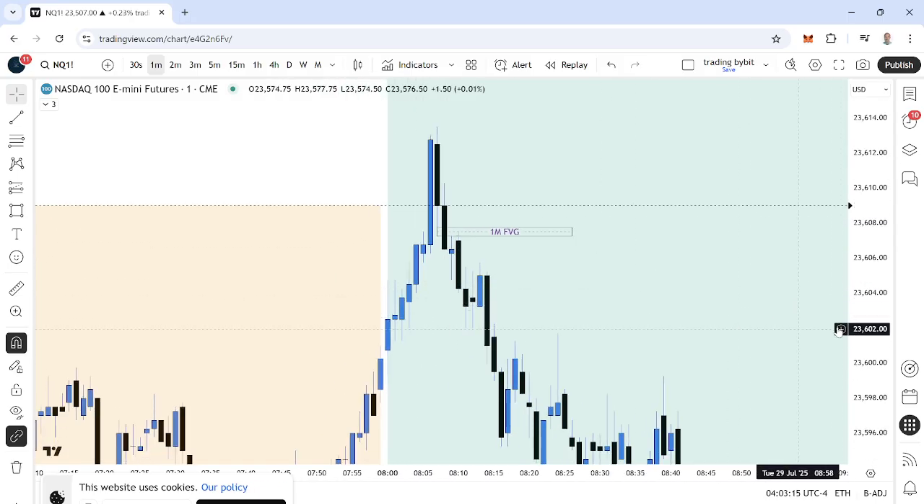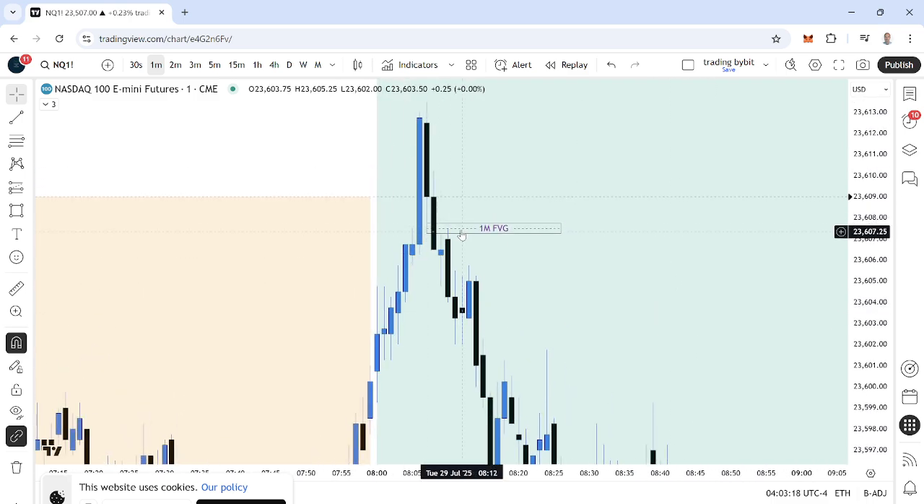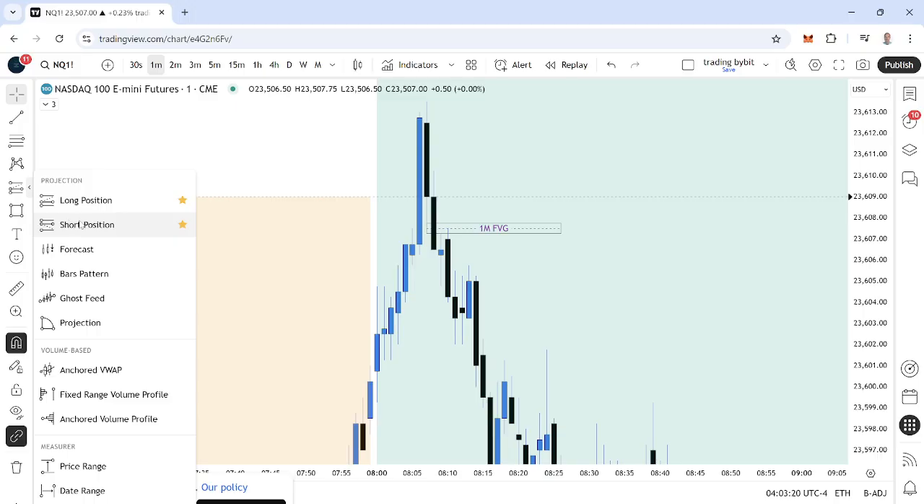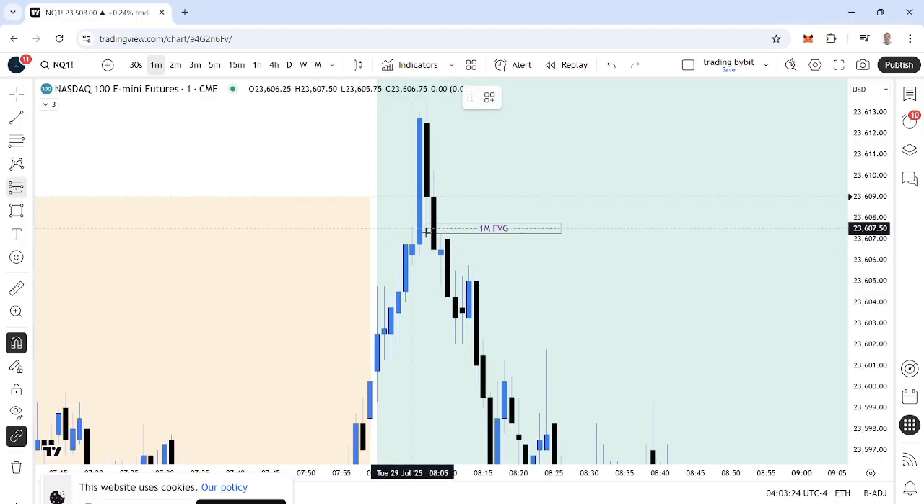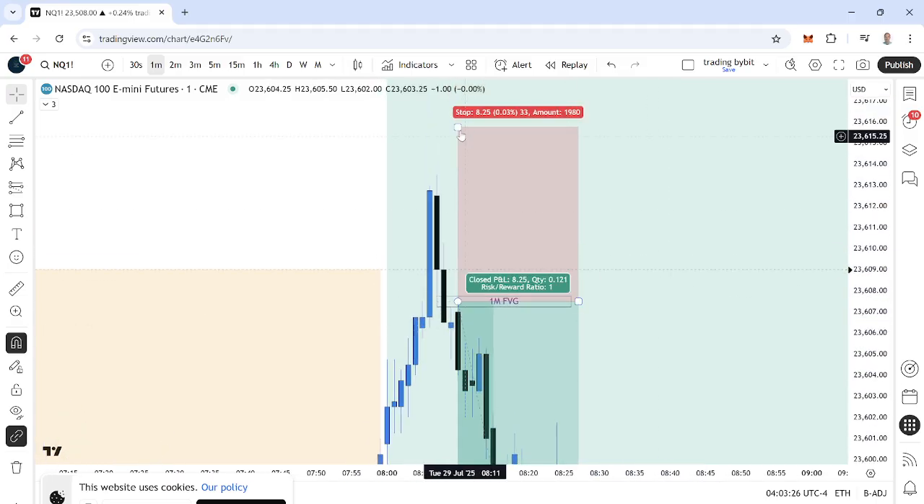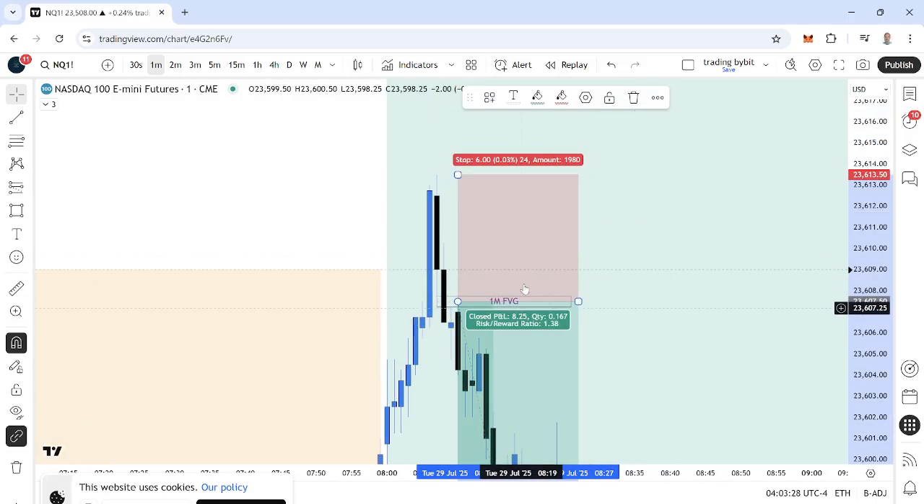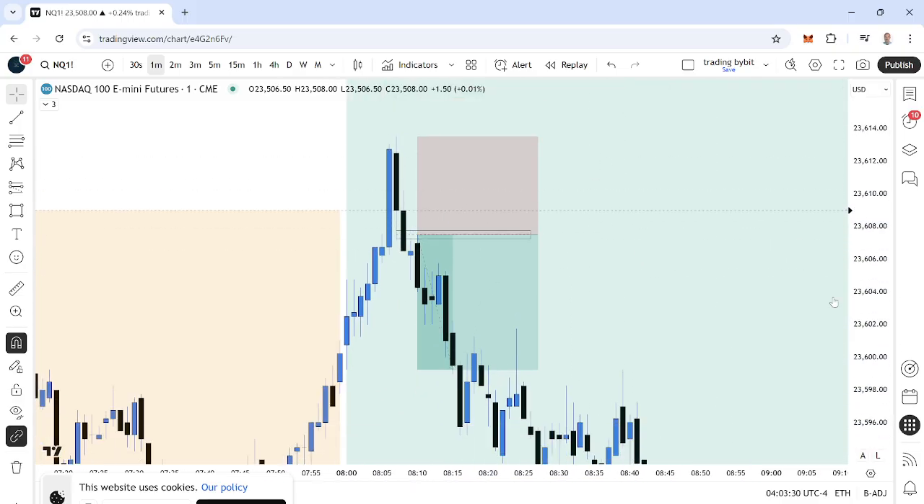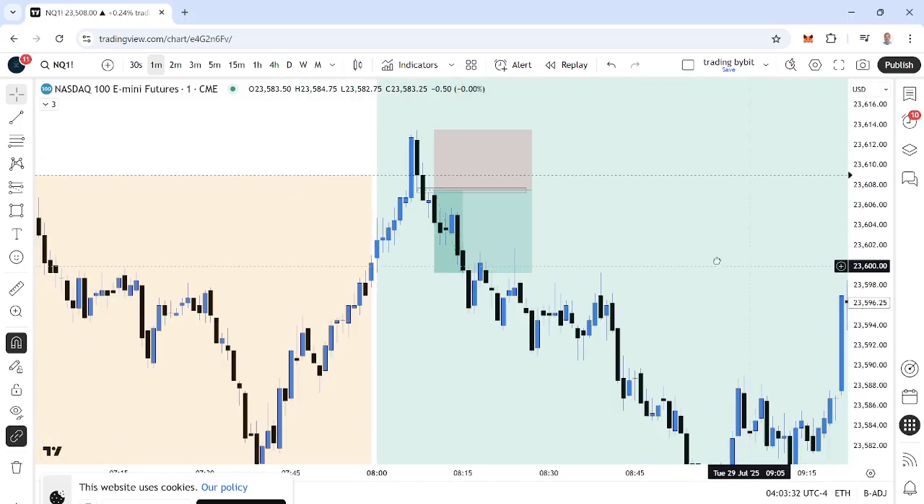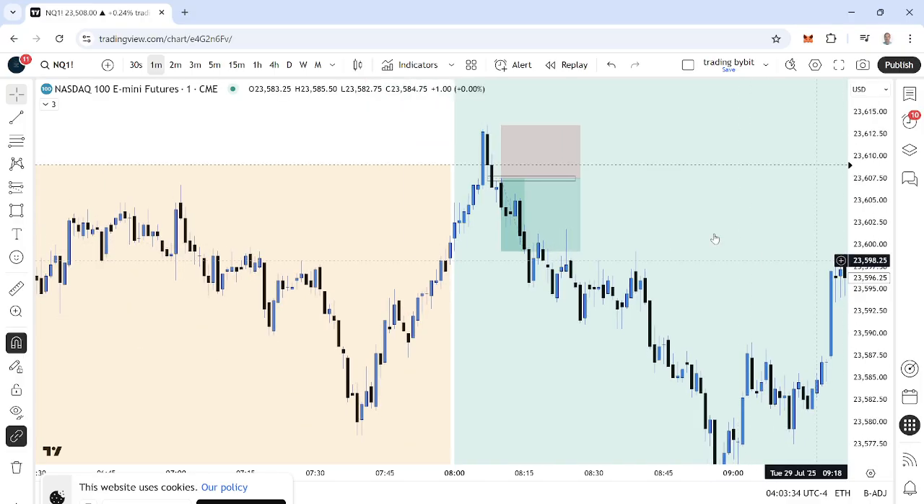Where do we enter it? Immediately when it taps that 1 minute fair value gap. We don't wait, we don't look for a continuation, we immediately do this. The reason why is it reduces the amount of pips that we give up, and this means that we actually have a lot more profit.